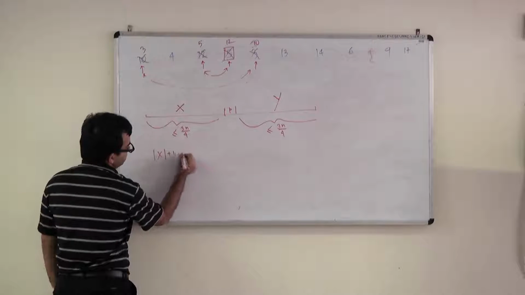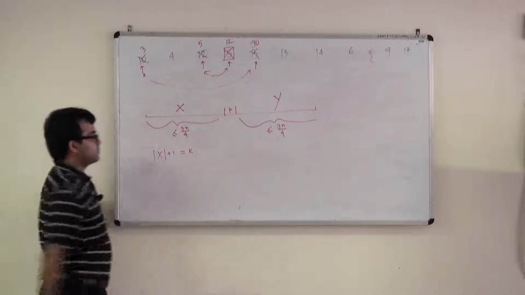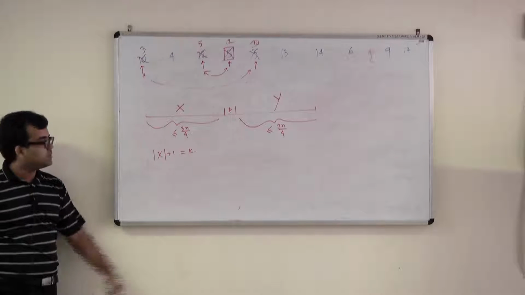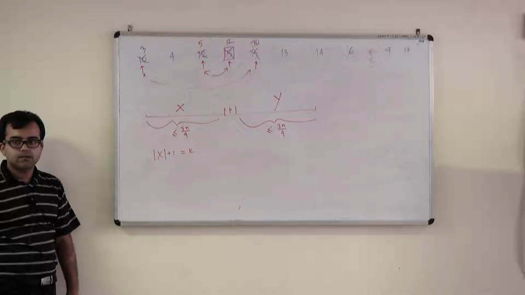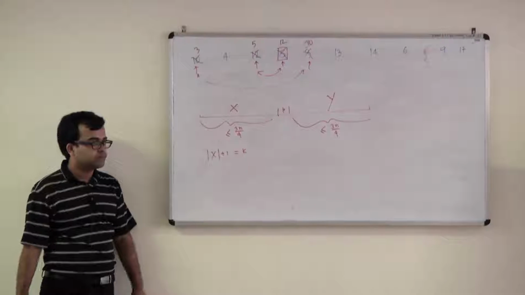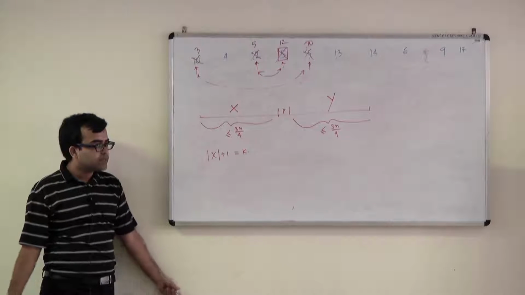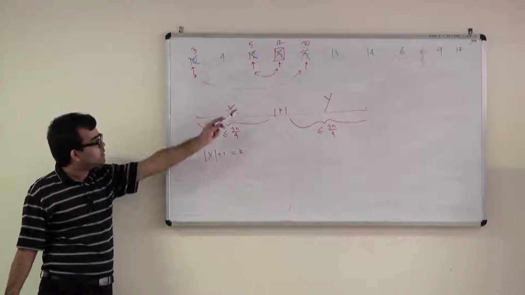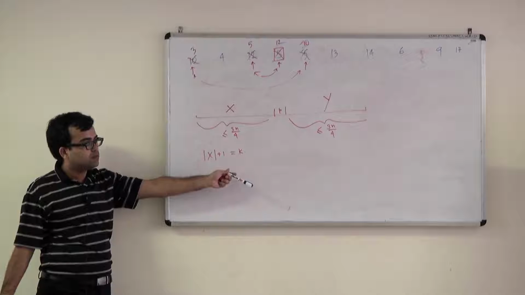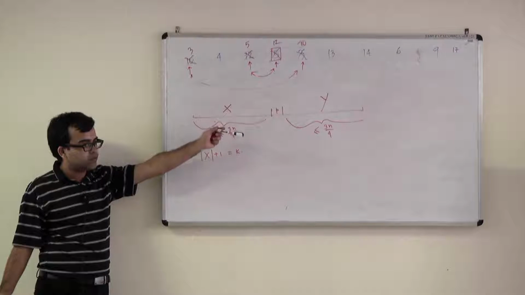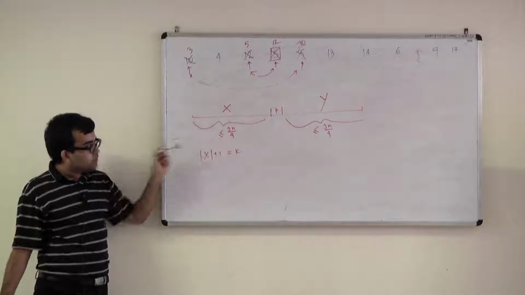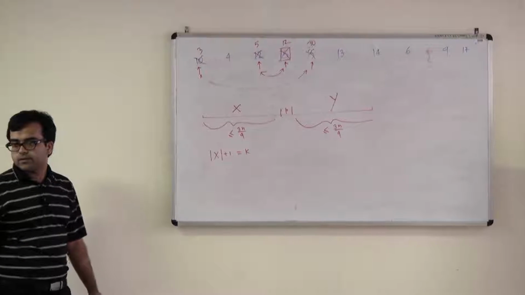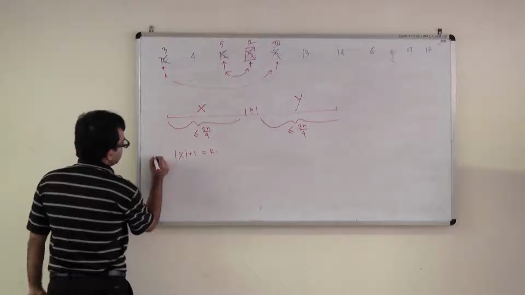Suppose mod x, the number of elements in x, plus 1 is equal to k. Then what do you know? P is the kth largest element, no? Because all the elements in x are now less than P, and all the elements in y are now greater than P. Note that you have not sorted the array, but you can still say that P is the kth largest element. So this is case 1.